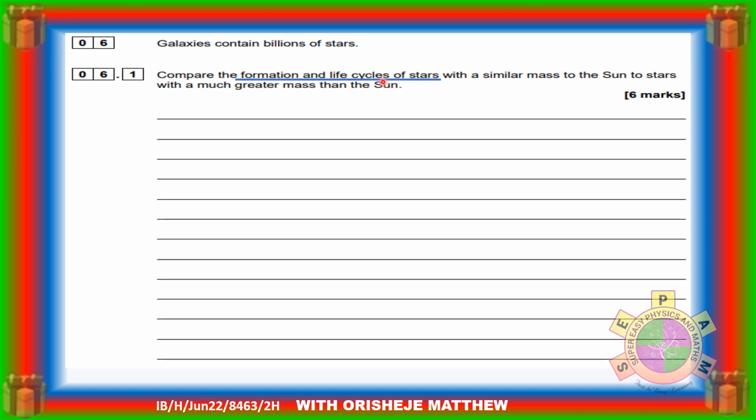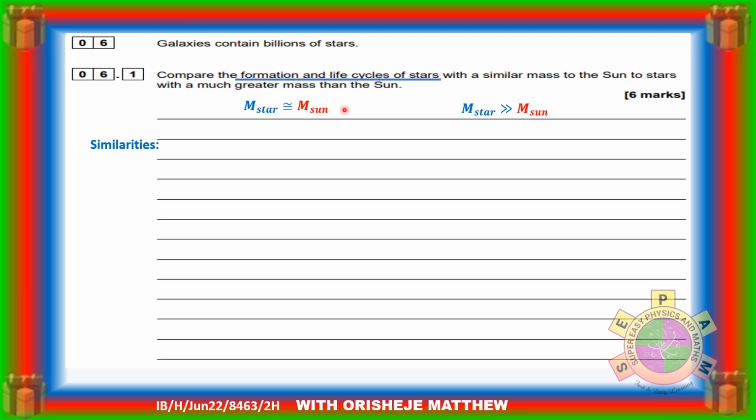So this is a comparison, and in this comparison you're going to be talking about the similarities and the differences. And the differences, you are looking at in 2 dimensions. So you are comparing stars that are with almost the same mass as the sun, and then you are looking at those with a mass much greater than the sun. So this is the 2-level comparison we are going to look at. So let's look at the comparison. Stars that are almost the same mass as the sun.